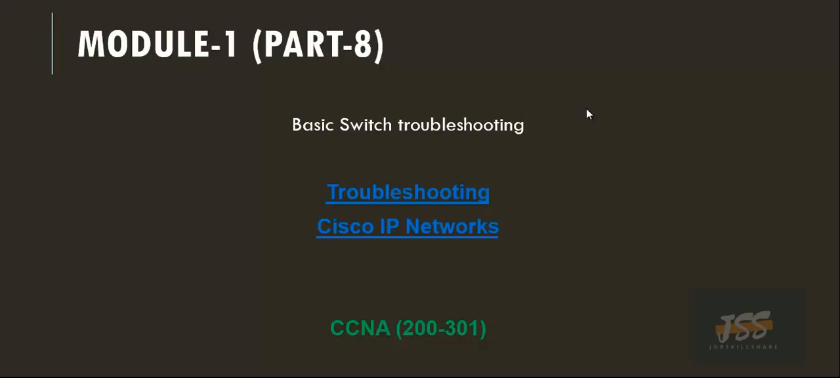This is module 1 part 8. We are discussing basic switch troubleshooting in this section of troubleshooting Cisco IP networks. This will be very beneficial for you if you're learning the new CCNA track, and you can learn the troubleshooting skills for when you encounter this in your network.